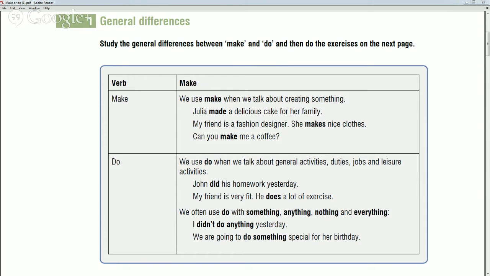I think I watch the dishes. I washed the dishes. Okay, and you can also say I did the dishes. Are you going to do the dishes, for example? I did the dishes. Exactly. And wash is perfectly fine as well, though. We often use do with something, anything, nothing, and everything. I didn't do anything yesterday. We are going to do something special for her birthday, but we don't know yet what. All right, let's go on.